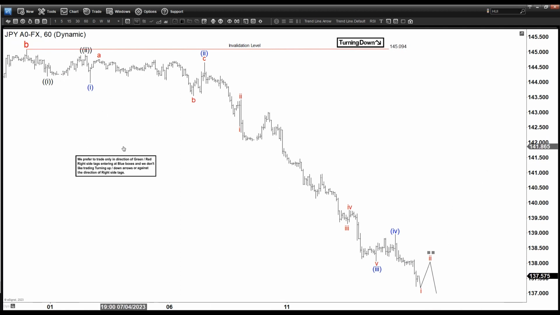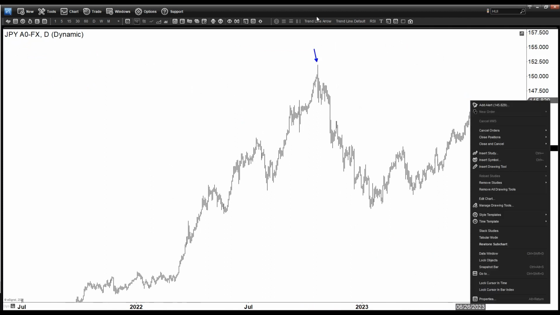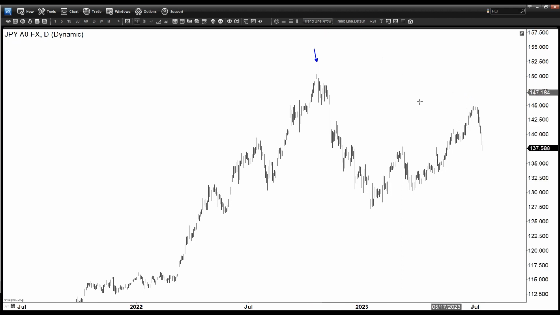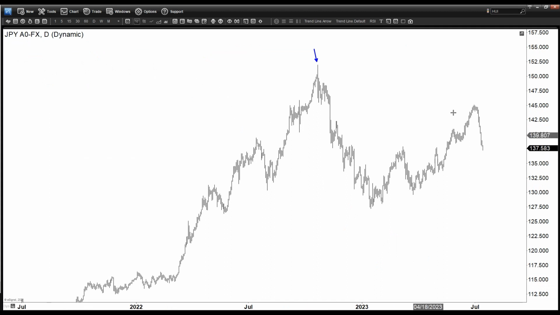So if I zoom out a little bit now and look at the daily, this is very interesting. You can see we got this previous peak, and this is just the latest peak here. Now you notice that we are labeling this as a B at the peak over there. So that B on the daily time frame is this one. So where's the A then? The A should be here. So we are calling for eventually a big move to the downside.